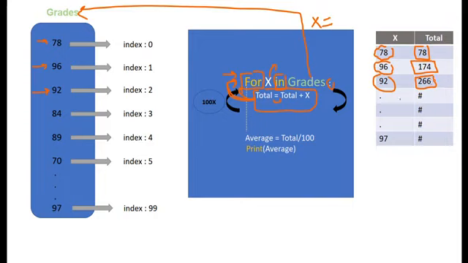The same logic will continue executing until Python reaches the end of the list, which is the 99th, or sorry, the 100th element, or the element with the index 99, which is 97. And by the end of this for loop, right, we will be getting the total that we are after, right? After that, we exit the for loop, right?